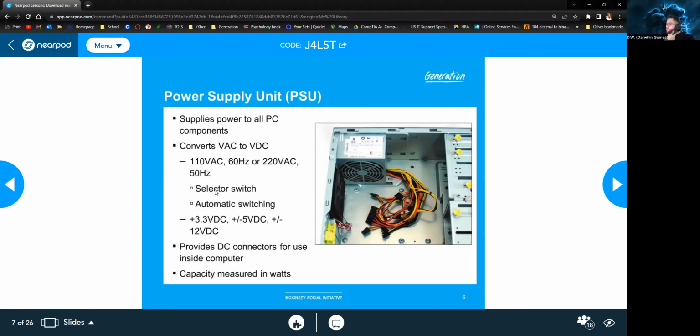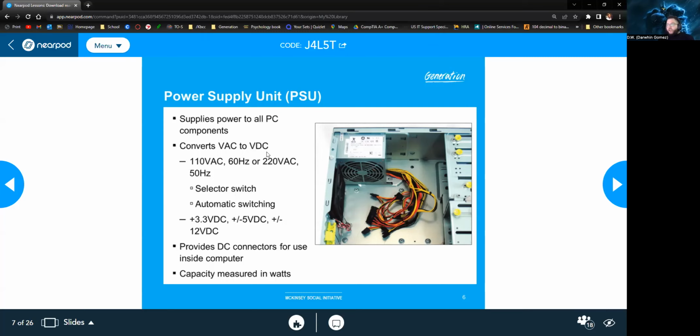So if you're in the United States, you want that selected to 110, because you're using 110 volts, so you're expecting 110 volts. If you're somewhere where you're expecting 220 volts, you want to switch that to the 220. And then there are other power supplies that do this automatically. There are labs and tests where you have to pay attention to this, or you won't be able to complete the labs. You won't be able to do what they're asking you.